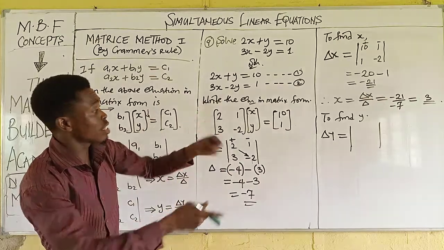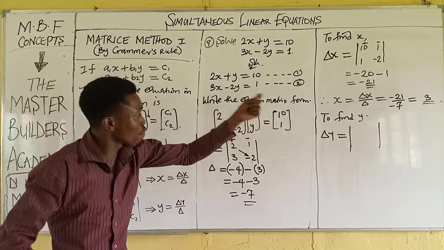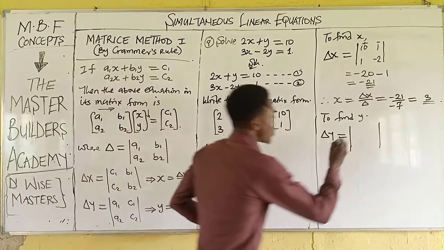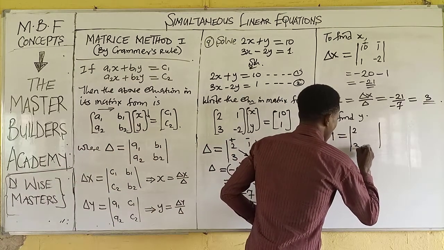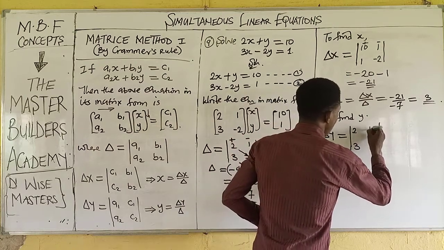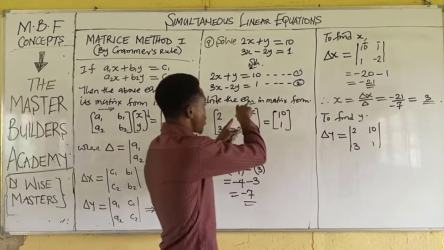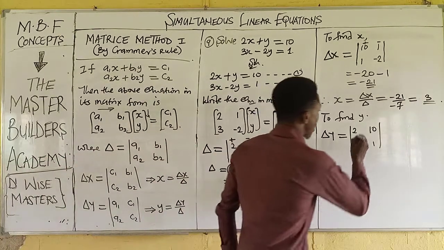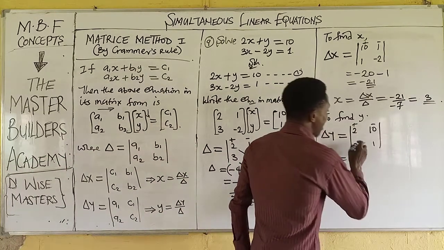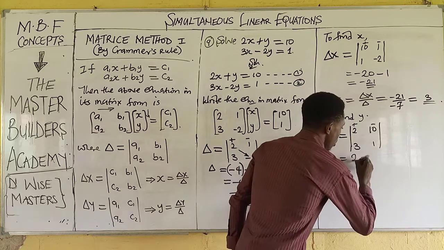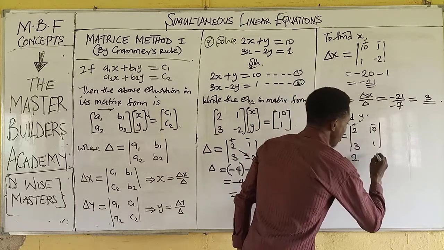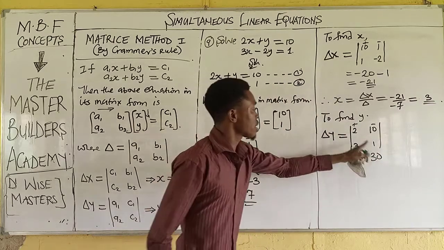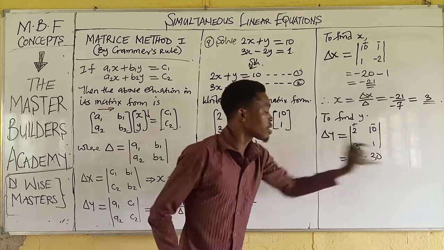When we wanted to find x, we replaced the coefficient of x. Now that I want to find y, we are going to replace the coefficient of y while x remains. So x will not change, x will now remain, but y will change to what? 10 and 1. We now replace the coefficient of y by this. It's as simple as this. Then the next thing we quickly do here is to introduce plus or minus. Now 2 times 1 is 2. 10 times 3 is 30. This minus we have here, put it in between. This times this guy minus this times this. It's as simple as that.